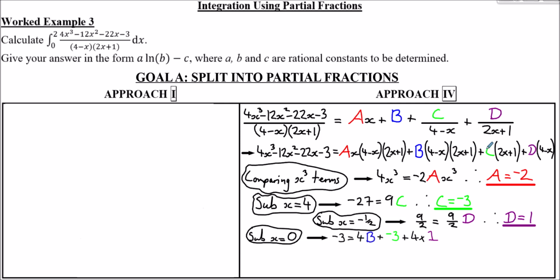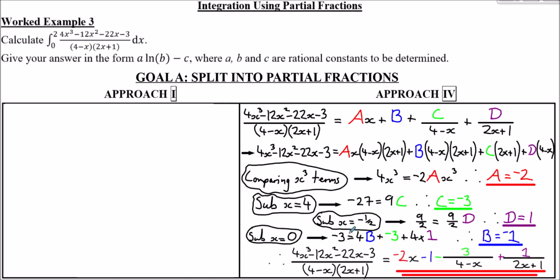C is going to become c times 1, which will just be minus 3. And d is going to be multiplied by 4, so it's going to become 4 times 1, because d is 1. So if we neaten this up slightly and solve, we can work out that b's got to be equal to negative 1. So now we know what a, b, c, and d are. We can populate this to express this initial fraction in partial fractions, and then we can go ahead and actually integrate the beast.